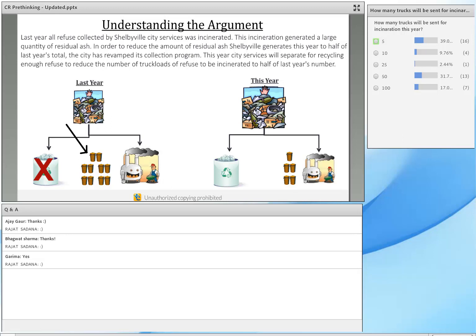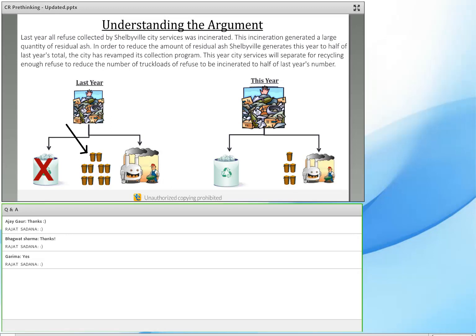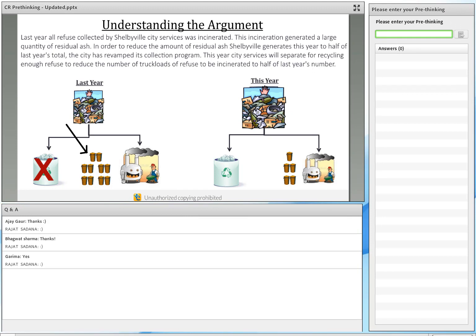You guys are absolutely correct. 32% of you say 50. You guys are wrong. 17% of you say 100. You guys are wrong as well. And this is kind of where the beauty of this argument is. The correct answer is five. Why? Let's read this last statement.